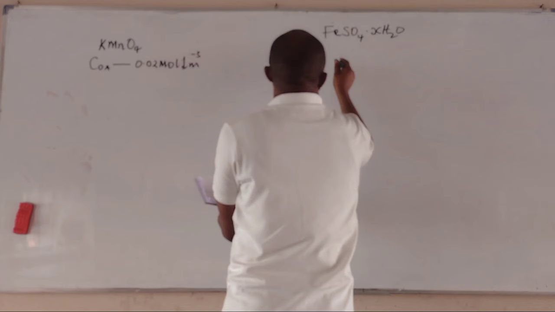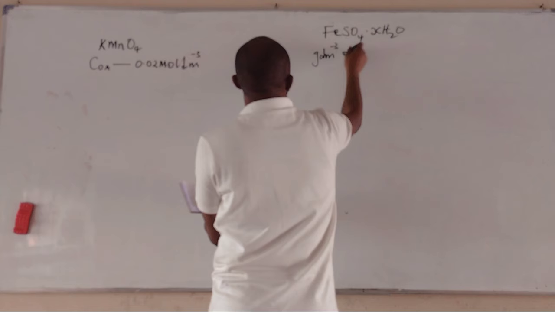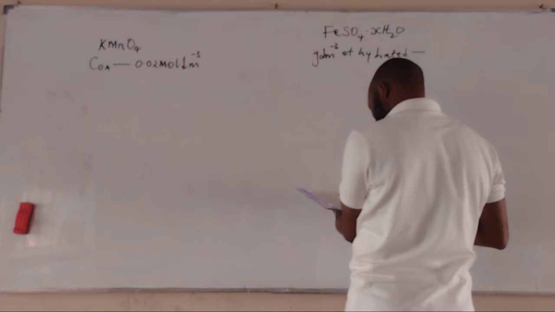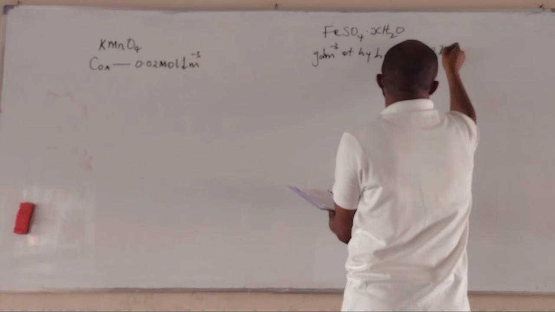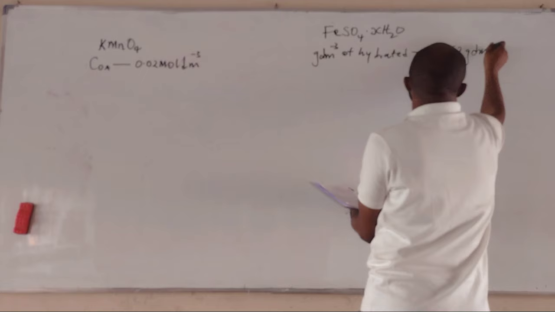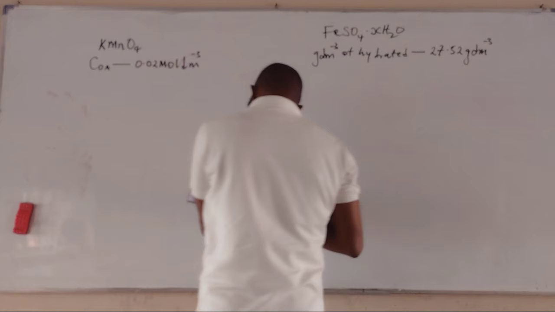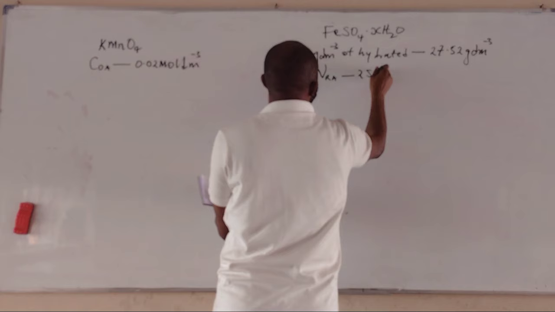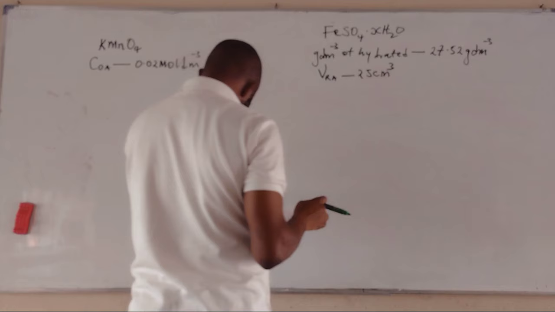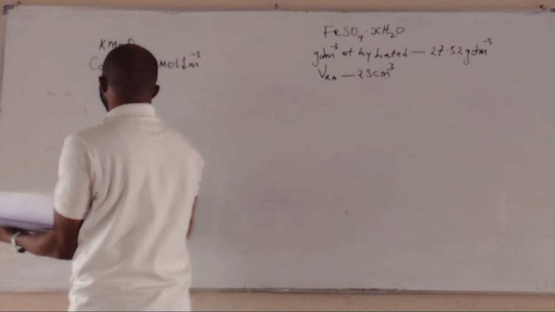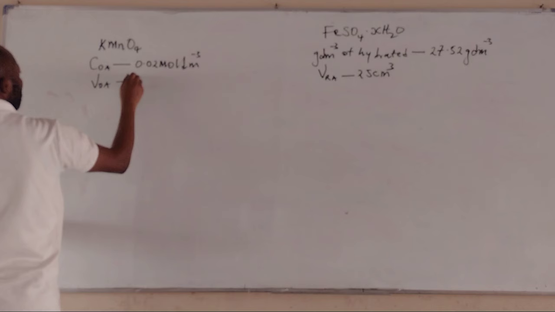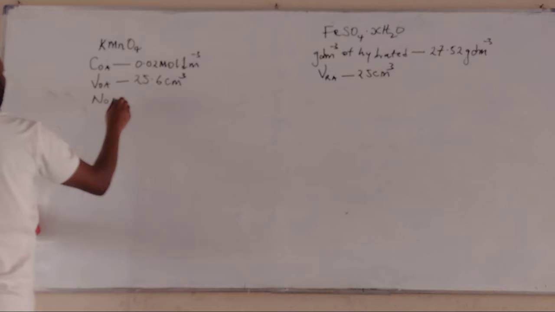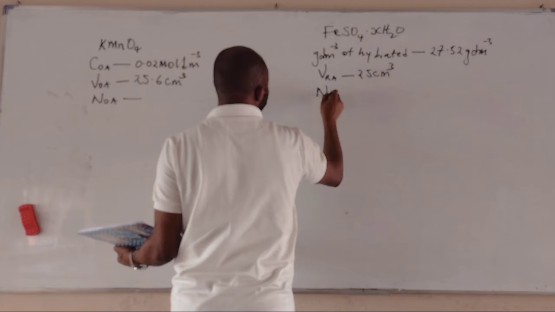This is the g per dm cube of the hydrated salt, which is 27.52 g per dm cube, and 25 of the reducing agent. Volume of reducing agent is 25 cm cube, reacts with 25.6. Volume of oxidizing agent is 25.6 cm cube. If the equation of reaction is given to be this, we are using that to get our number of moles of oxidizing agent and number of moles of reducing agent.